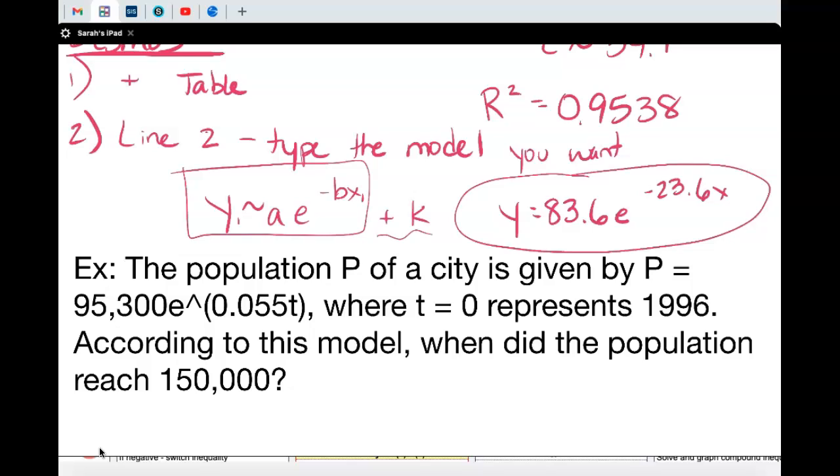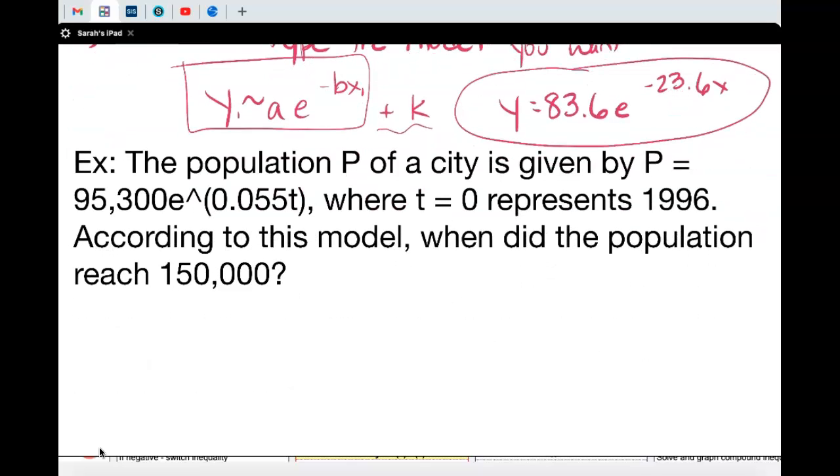So the population P of the city is given by P equals that lovely thing. That was one thing we were going to do with that. So we have T equals 0 represents 1996. According to this model, when did the population reach 150,000? Okay, so our model looks like this. So this one we should know how to do since we've been solving exponentials for a while.